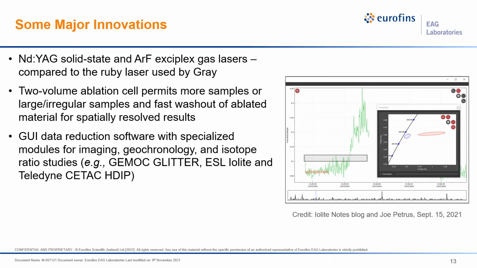A third innovation is data reduction software. Processing raw time-resolved signal intensity was once extremely laborious, but since the early 2000s, graphical user interface applications like Glitter, Iolite, and most recently HDIP have made routine data processing simple while adding specialized capabilities like modules for chemical imaging, geochronology, and isotope ratio studies.